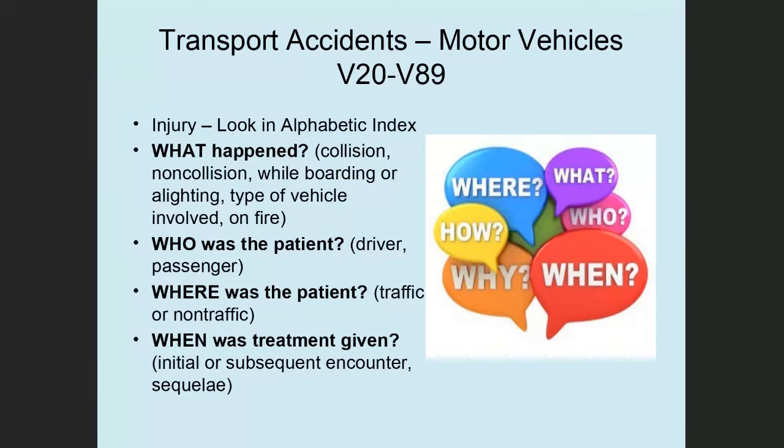So let's move on to another type of land vehicle, motor vehicles. An injury code is listed first, as always, and here are the questions to ask. What happened? Who was the patient? Where was the patient? And when was treatment given?